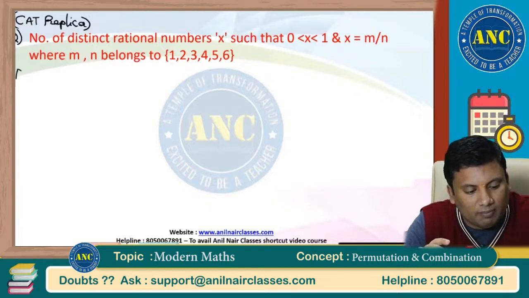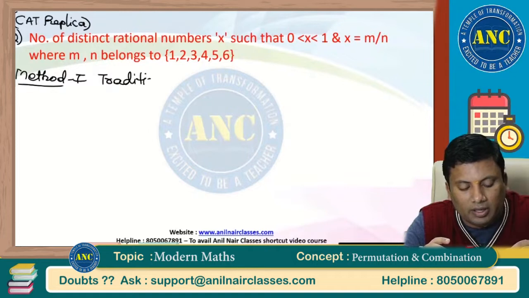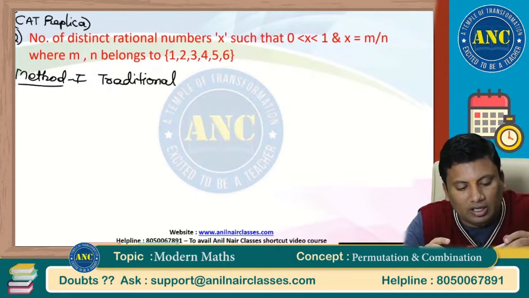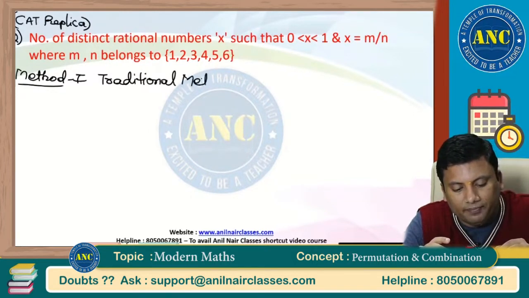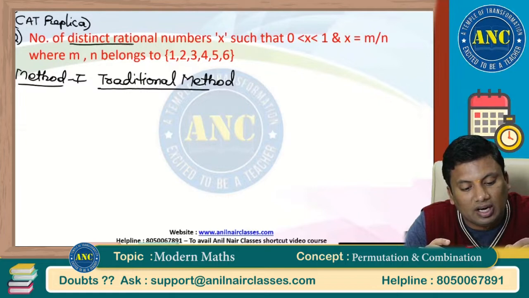Now method number 1, the traditional method, how the students will solve it. Then I will tell you method number 2. If possible, I will also tell you method number 3. Method number 1, the traditional method: number of distinct rational numbers.